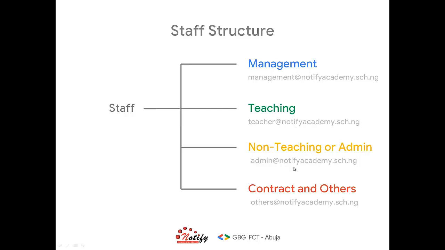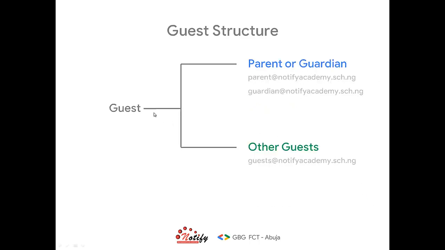Then also, if you have contract staff, or any category of staff members that do not fall into the categories mentioned above, you can categorize them in this order. Then moving forward, you can have guests. Sometimes when you're trying to create an account, it could be parents or guardians, right? They can be here, then you could have other guests. So I think if we have a structure like this, it makes things a little bit easier.